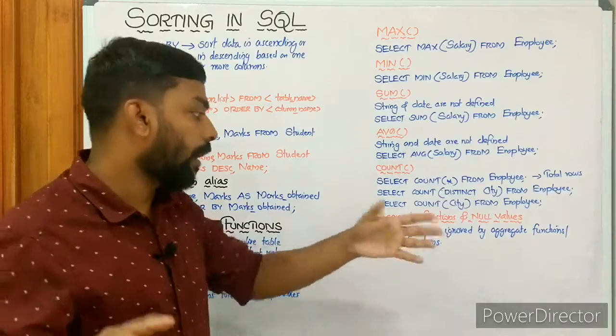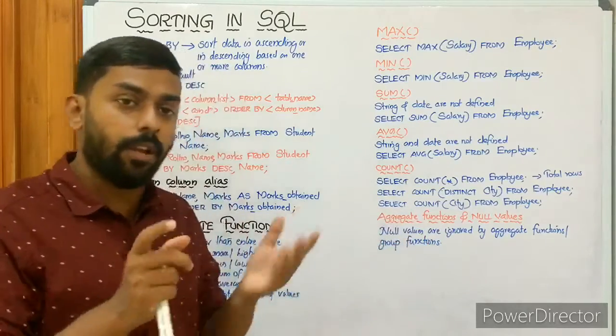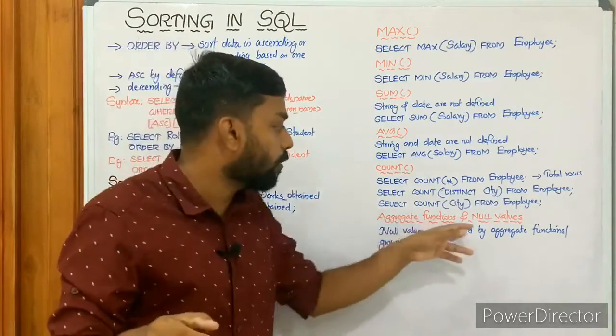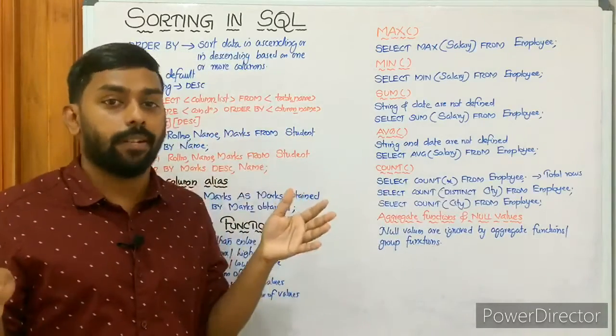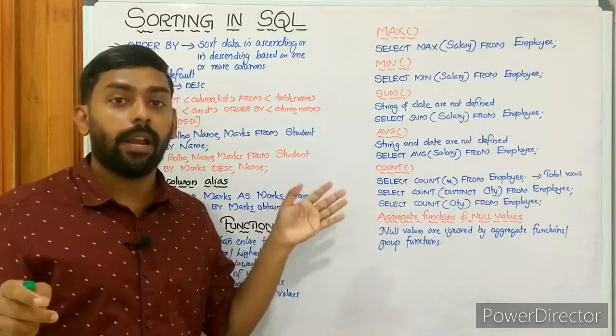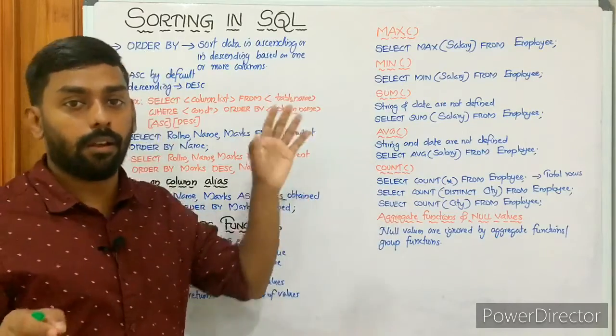Then aggregate functions and null values. Of course, null values will be avoided, eliminated. Null values are ignored by aggregate functions or group functions. We know that, right? Null values will not be considered when we work with aggregate functions or group functions.